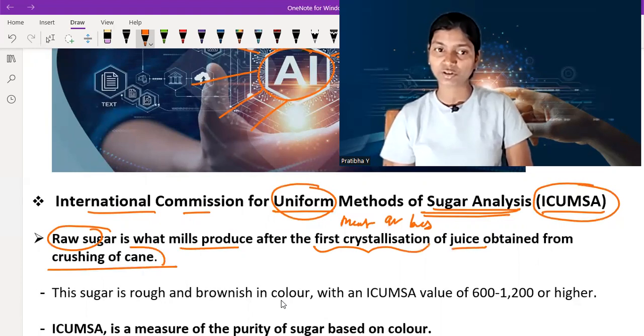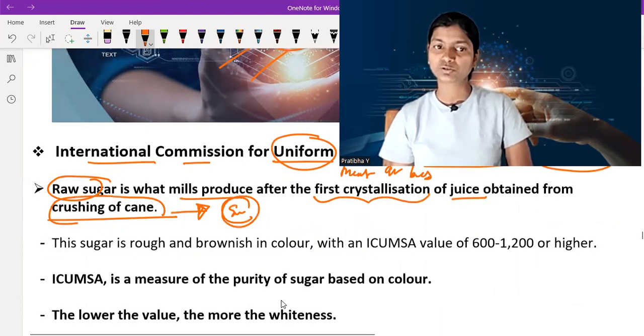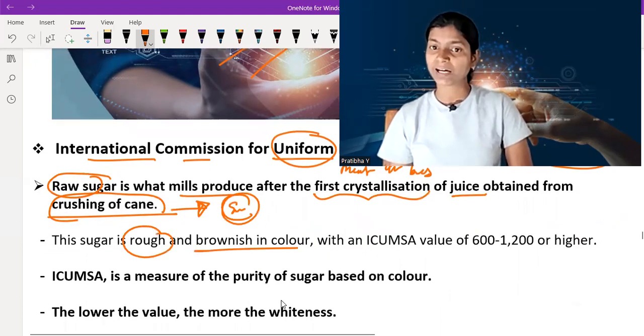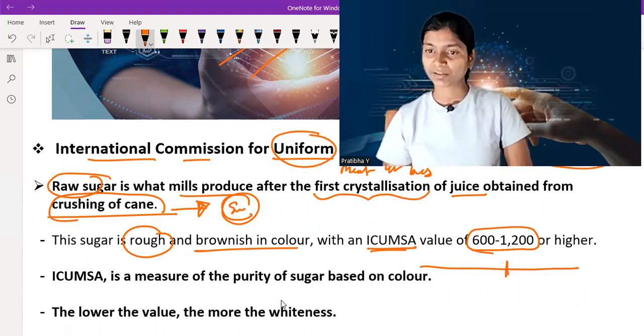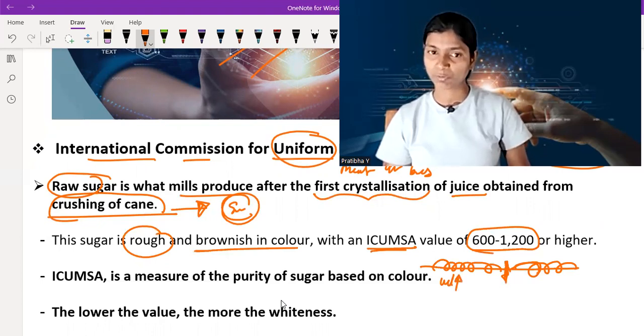When we crush the cane, we obtain a juice, and by crystallizing this juice, we get a sugar which is called raw sugar. This sugar is rough and brownish in color with an ICUMSA value of 600 to 1200 or higher. When the ICUMSA value is higher, that means the sugar has more color, like black and brown. If the value is low, the whiteness increases. So if the ICUMSA value is more, its whiteness decreases.